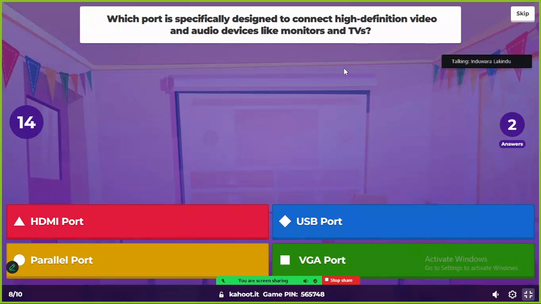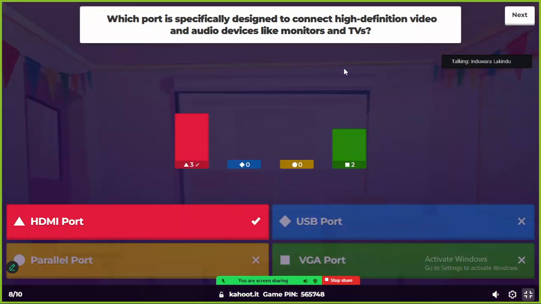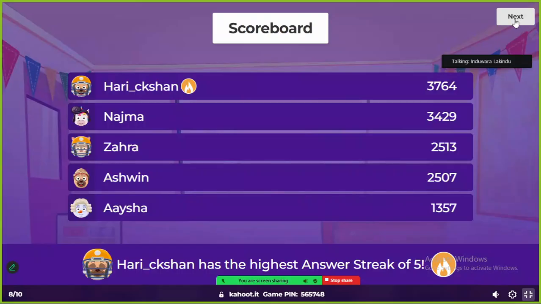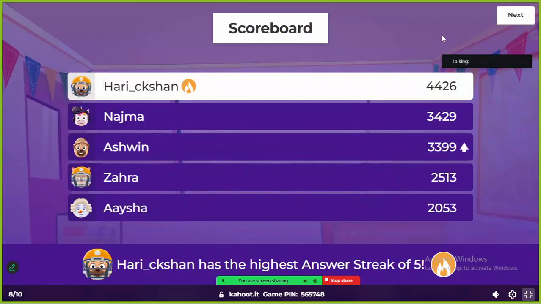I got 2 answers already. Three answers. 4. High definition multimedia interface, HDMI port. Okay, 3 correct. Some others gave VGA port. VGA port is okay, you can connect old monitors. HDMI is the new one. High definition multimedia, which we can connect projectors, monitors, TVs and everything, with high quality, even 4K, 8K. That's HDMI. Ashwin has climbed up again.